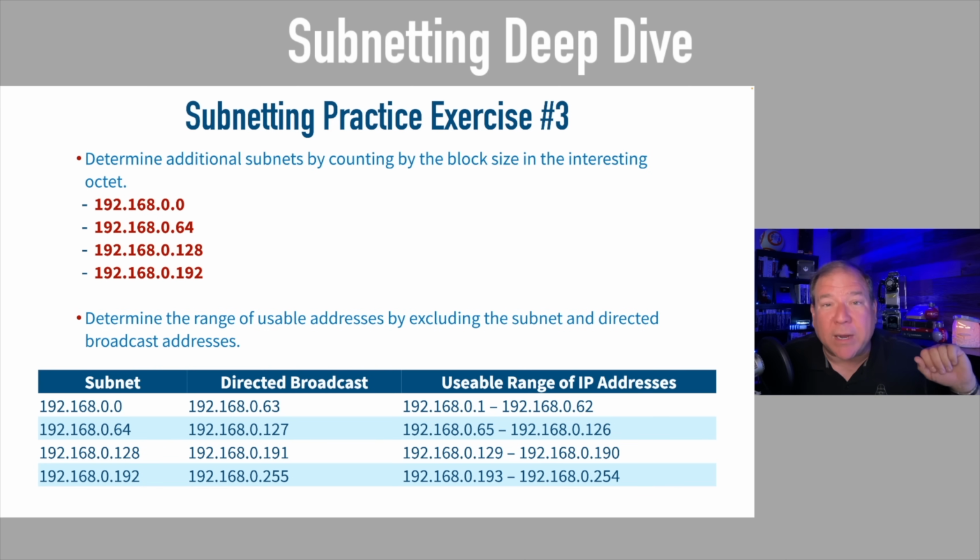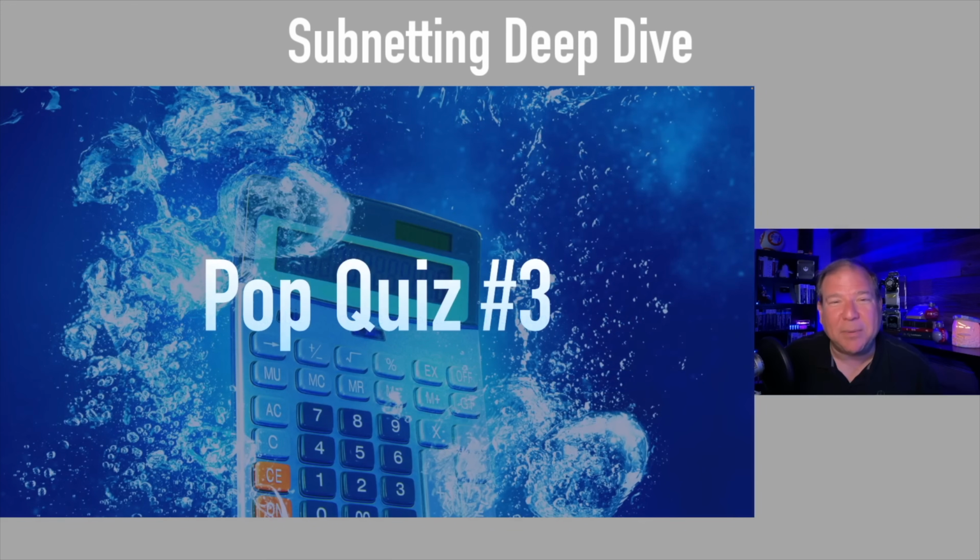And remember the shortcut I gave you? I said that once you've got your first directed broadcast address, you can count by the block size in the interesting octet to give you all the other directed broadcast addresses. So starting at 63, I'm going to say 63 plus 64, 127, plus 64, 191, plus 64, 255. And what are the usable ranges of addresses? Anything in between. That's how simple it can be.